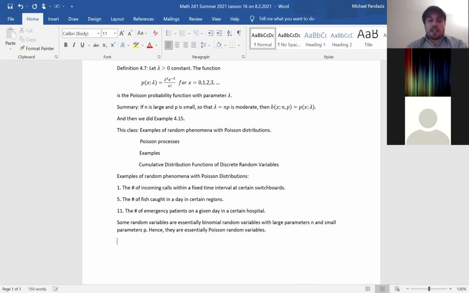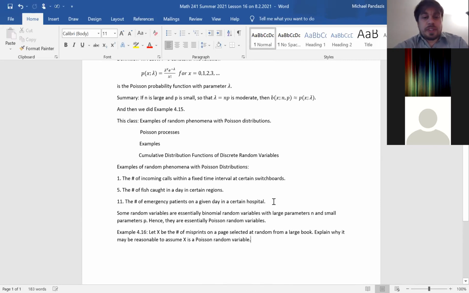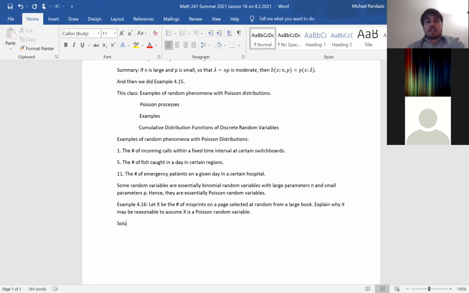Guess that explains that. Let's look at example 4.16. So let capital X be the number of misprints on a page selected at random from a large book. Explain why it may be reasonable to assume capital X is a Poisson random variable. Okay, so let's talk about this.